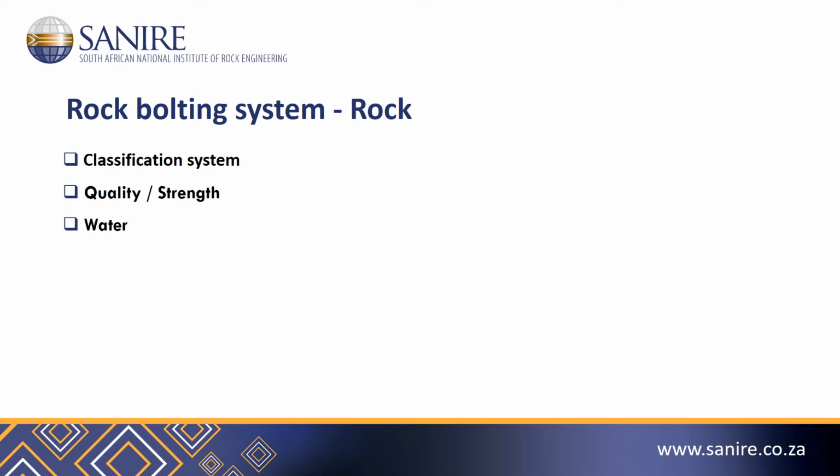The next component in the bolting system is the rock. Based on the classification systems, these classification systems supply some guidelines on what type of tendon needs to be installed or other types of support, and also recommend how these systems need to be installed. So the quality and the strength of the rock therefore indicate the systems and the guidelines to install that. Water, as we all know, is one of the properties that we don't like to have in an environment, firstly reducing the quality of the rock itself as well as the integrity of the whole system.